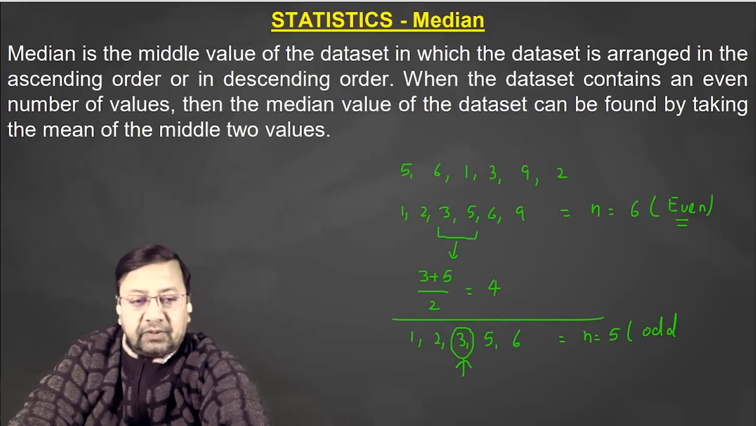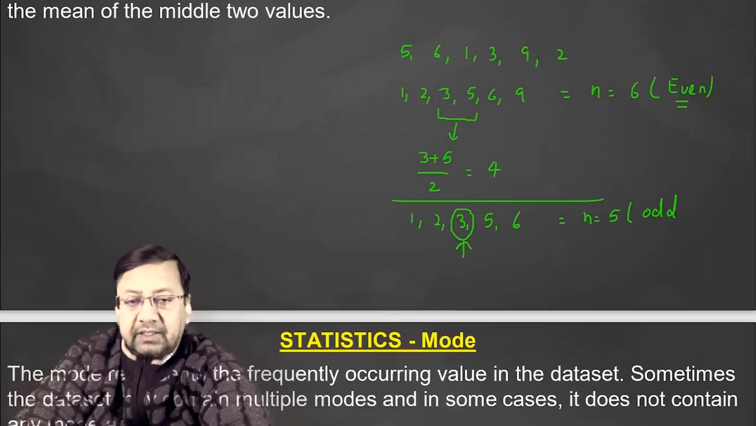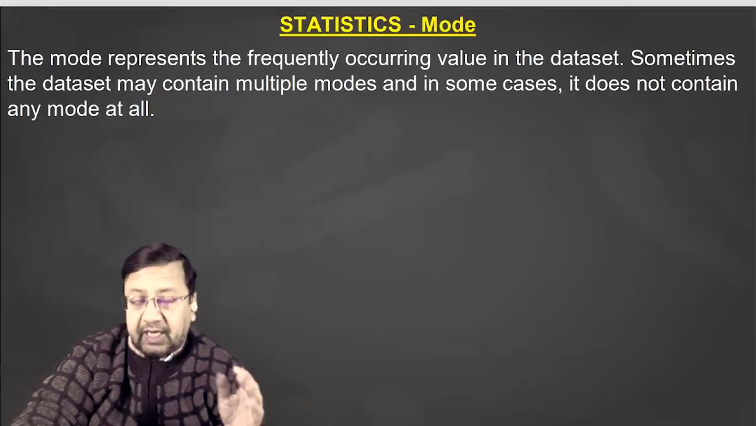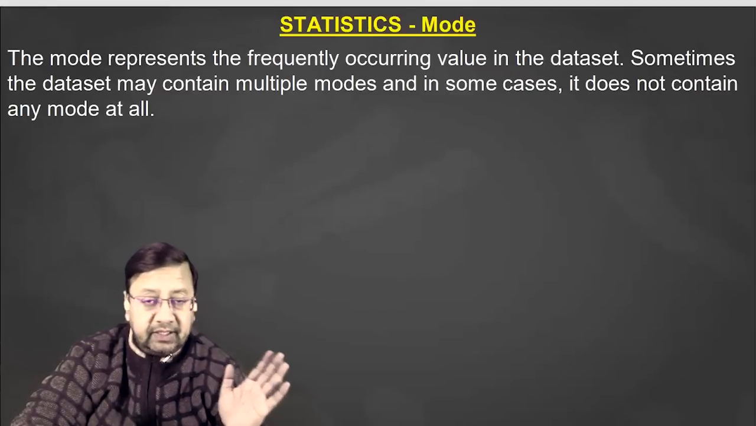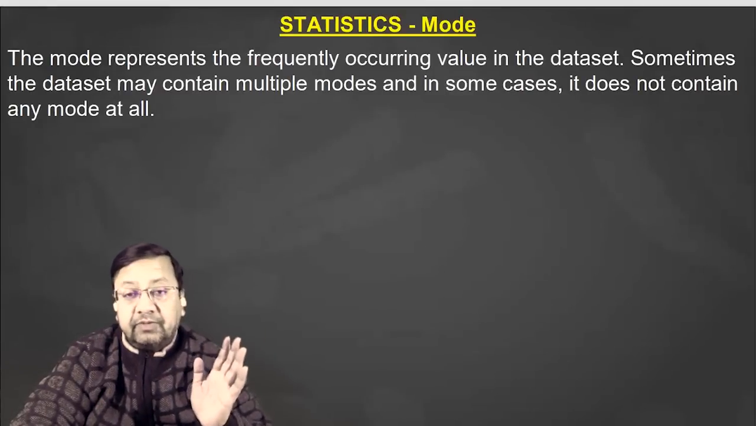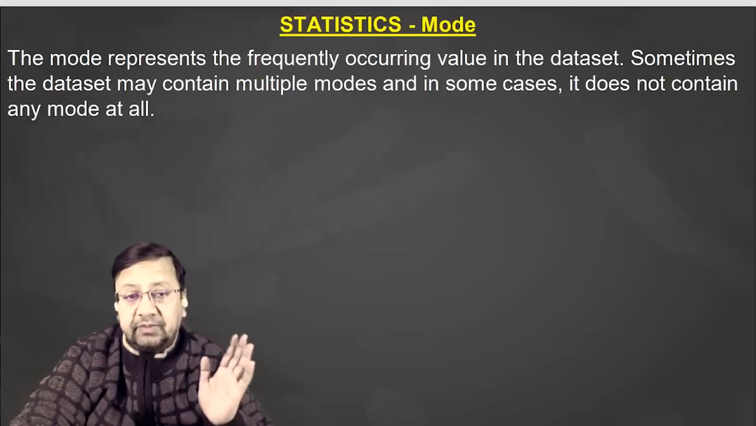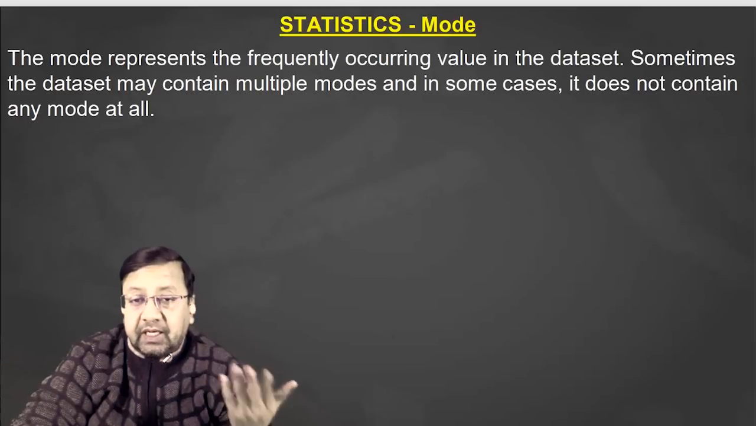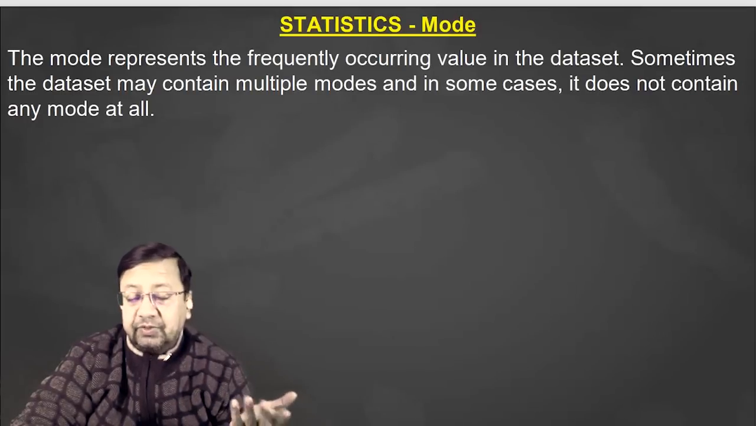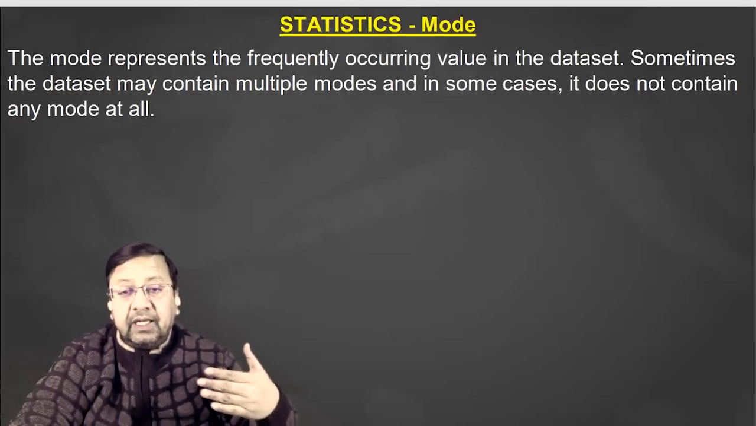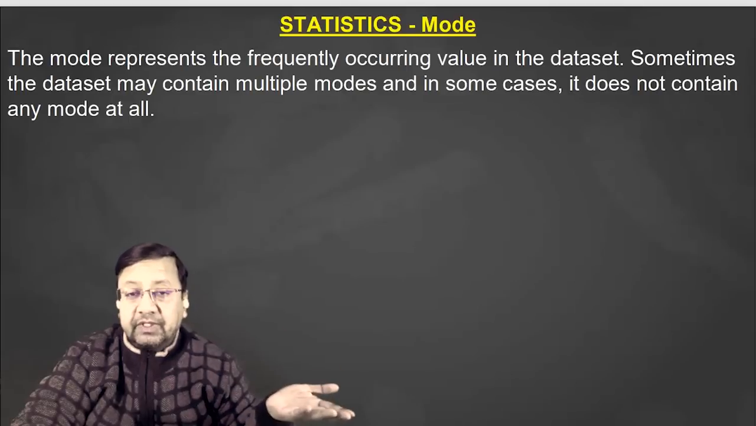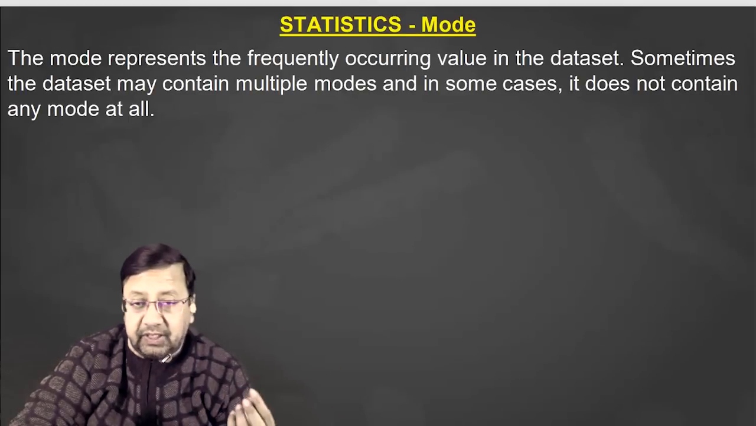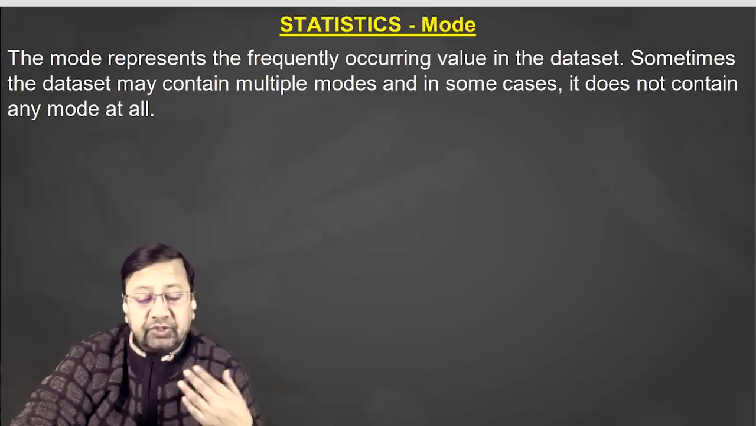Okay. Now, the next thing is mode. So we have the arithmetic average, geometric average, harmonic average, median. Now the last measure of central tendency is mode. What is mode? The mode represents the frequently occurring value in the data set. The value which occurs the maximum number of times is called the mode, right? So can you suggest some uses, some applications of the mode?